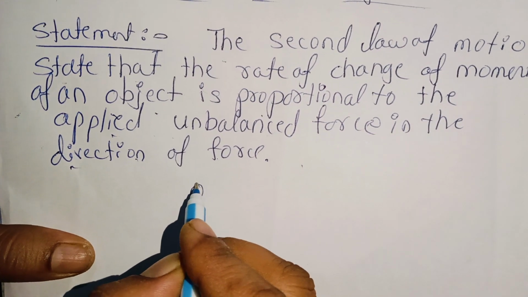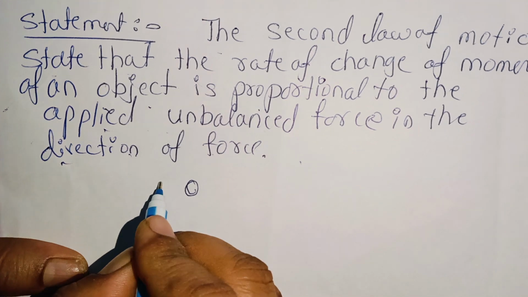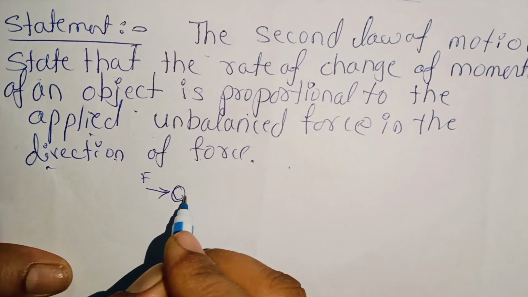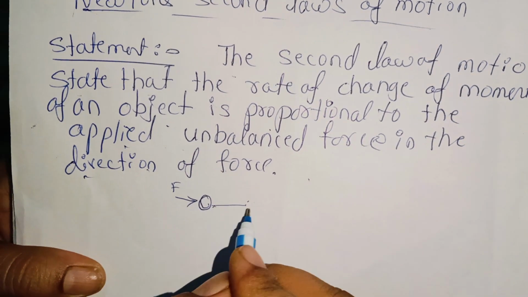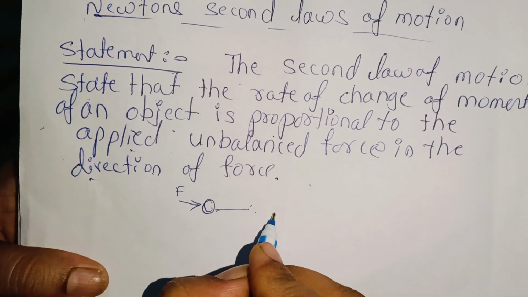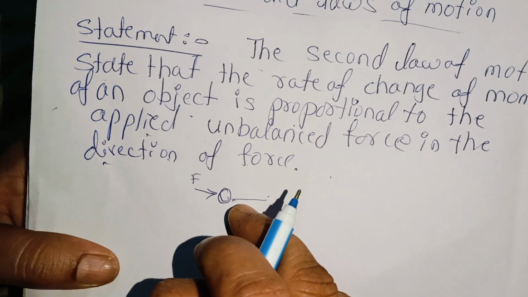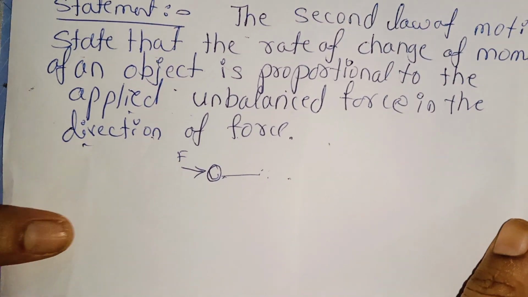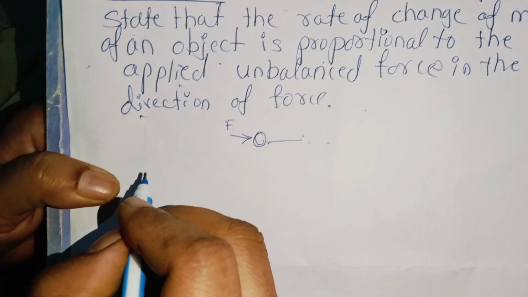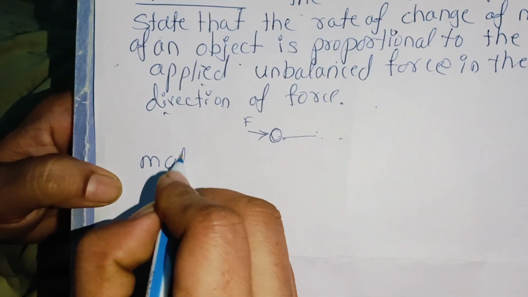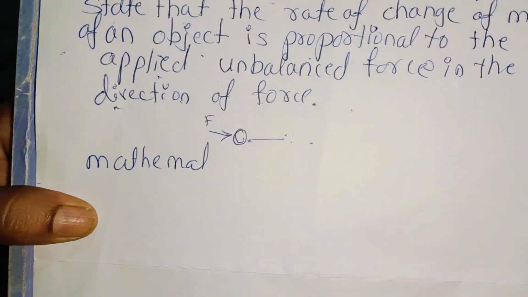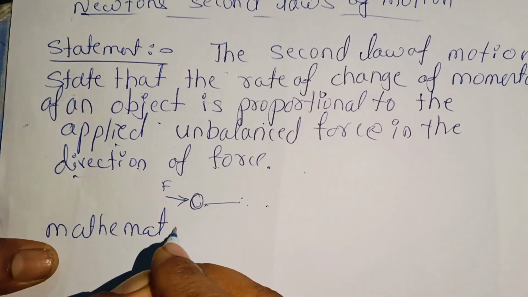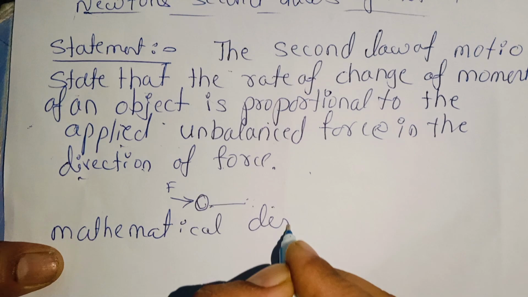Suppose an object is here. When we apply an unbalanced force, it results in a change in its position, which is nothing but a change in the momentum of the object. This is Newton's second law of motion. Now, the mathematical derivation.